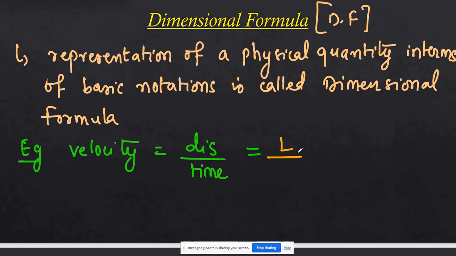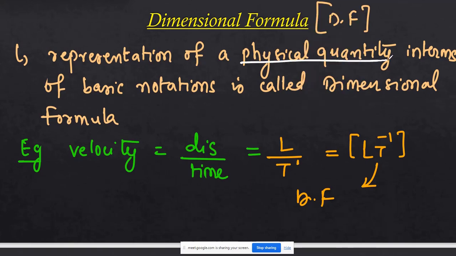What is the basic notation for time? Capital T. So bring the T to the numerator, what will you get? T power 1 in the denominator becomes T power minus 1 in the numerator. Now keep this in square brackets. Now this is your dimensional formula. So you are representing a physical quantity in terms of its basic notations, and enclosing them in square brackets. That is called the dimensional formula. Understood?